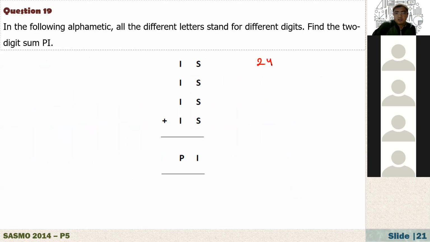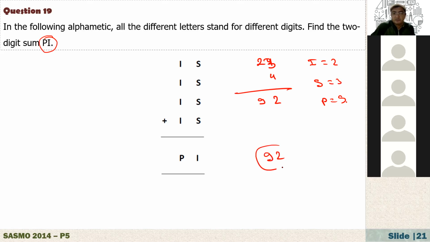So 23. My answer is 92. I is 2, S is 3. So I equals 2, S equals 3, and P equals 9. It says find the two-digit sum, right? PI. So the 9, PI is, what is it? 92.